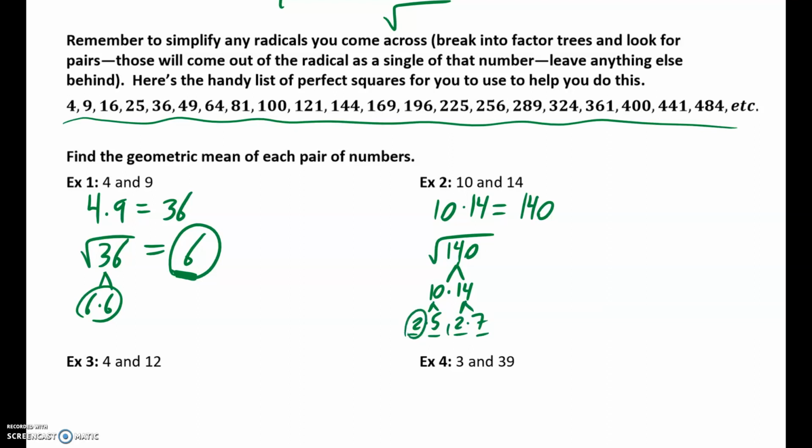And notice we have a pair of 2's. So the 2's are going to come out as a single 2. They come out as a whole 2. And then the 5 and the 7 have nobody left behind, so they're just going to get multiplied back together. So this will actually be 2 radical 35. That is the geometric mean of 10 and 14.